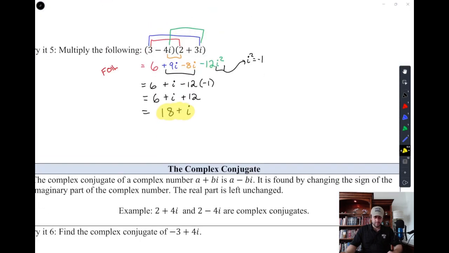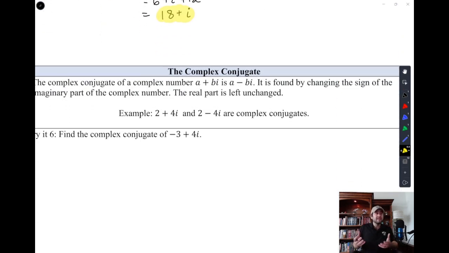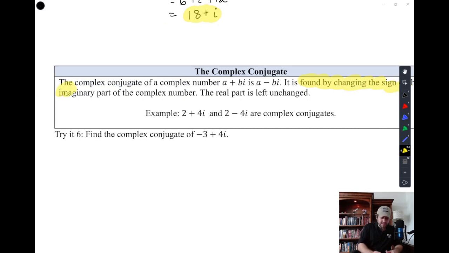All right, we're getting close to the end here. We're going to have one easy topic and then what I think is the hardest type of problem of this entire section. But first, we're going to have the easiest one. This idea of a complex conjugate is found by changing the sign of the imaginary part.